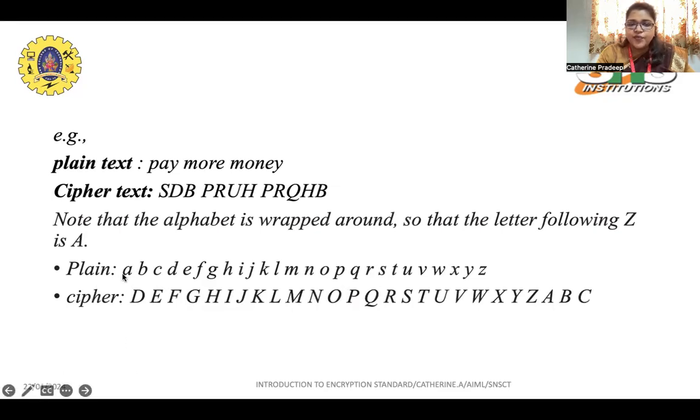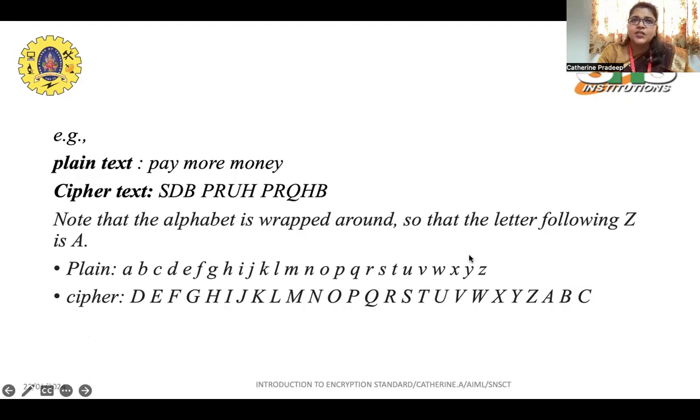I have put it as a tabular column for better understanding. Instead of A, after three shifts, what do we get? A, B, C, and the next letter is D. Instead of B, we get E. Instead of C, if you take three shifts, C, D, E, then F comes.